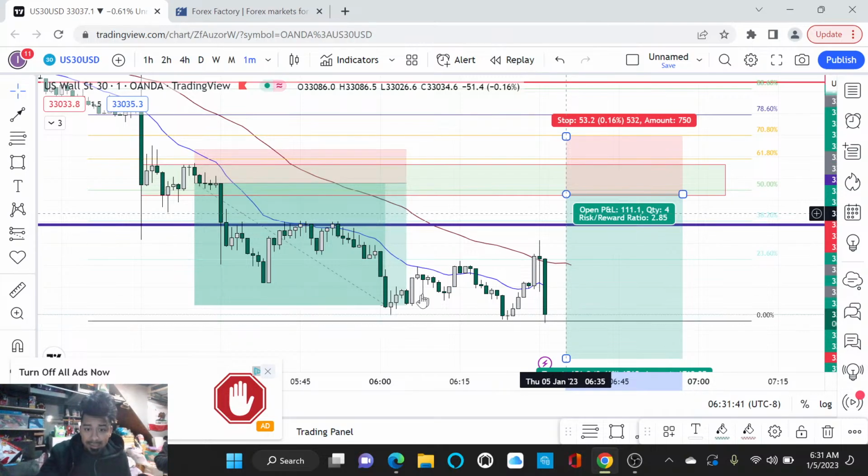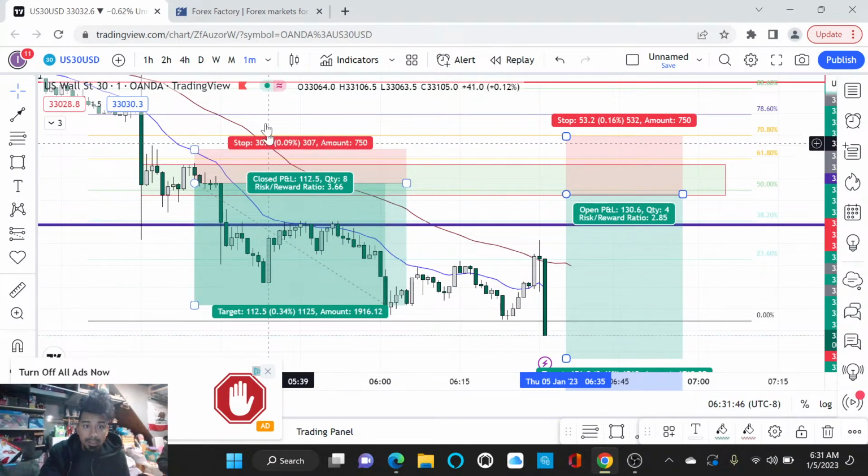Be careful because this is a key level right here, right? We know that support is built right here, but let's see if it breaks through.